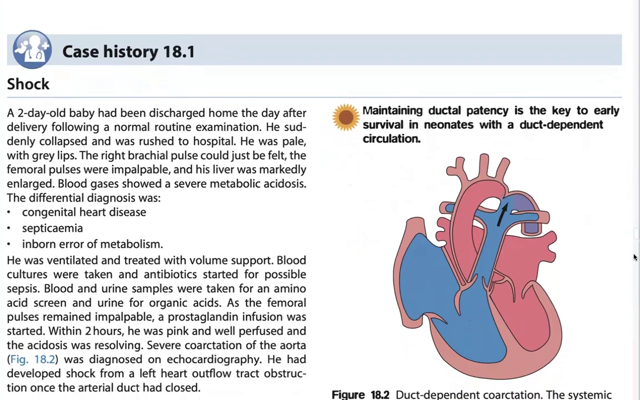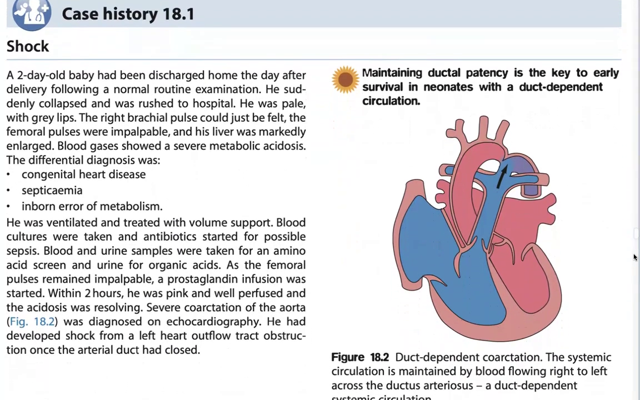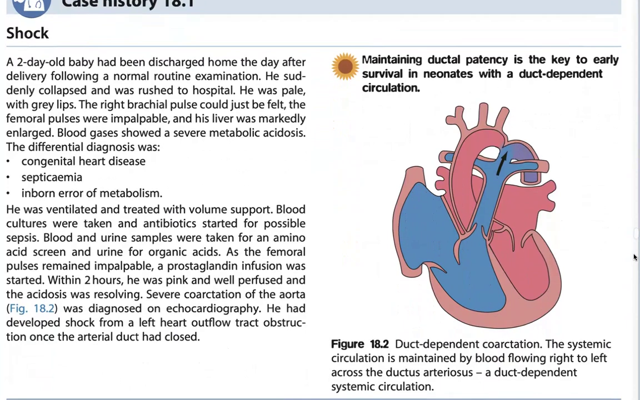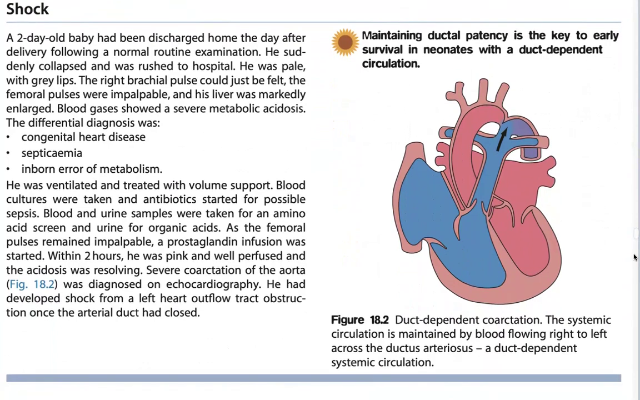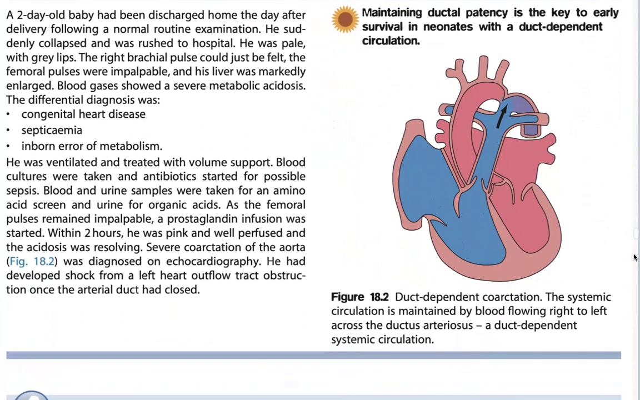This is case history. Shock, a 2-day-old baby has been discharged from the day after delivery following a normal routine examination. Second collapse and was rushed to hospital in the speed with new lips. Right wicked test could just be filed and 50% intravenous liver markedly large. Blood gases show severe metabolic TDs are congenital heart disease, severe in one eye, he's ventilated due to providing support that the taken and liver is started to with sepsis.